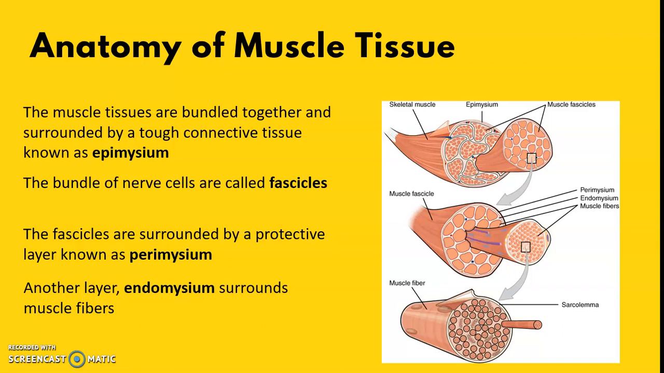Now let us look at the anatomy of the muscle tissue. The muscle tissues are bundled together and surrounded by a tough connective tissue known as epimysium. The bundle of muscle cells is called a fascicle. Each muscle is supplied with nerve, and the fascicles are surrounded by a protective layer called perimysium, as you can see here. Another layer, the endomysium, surrounds the muscle fiber.